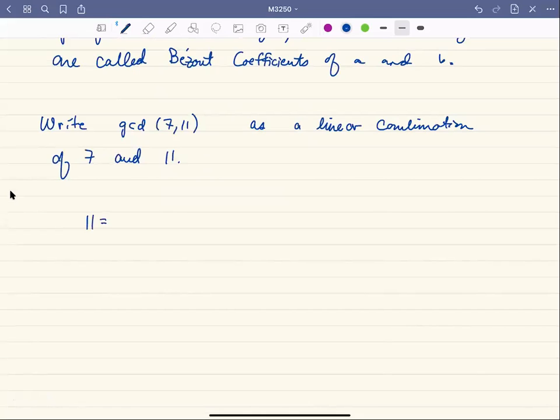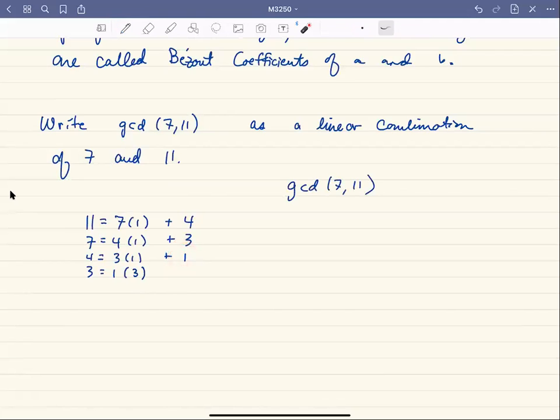And so what we're going to do is we're going to say, well, 11 is 7 goes in one time with remainder 4. 4 goes into 7 one time with remainder 3. 3 goes into 4 one time with remainder 1. And then finally, 1 goes into 3 three times. Okay, and so our last non-zero remainder is the GCD. So of course the GCD of 7 and 11 is 1, which we knew 2 minutes ago.